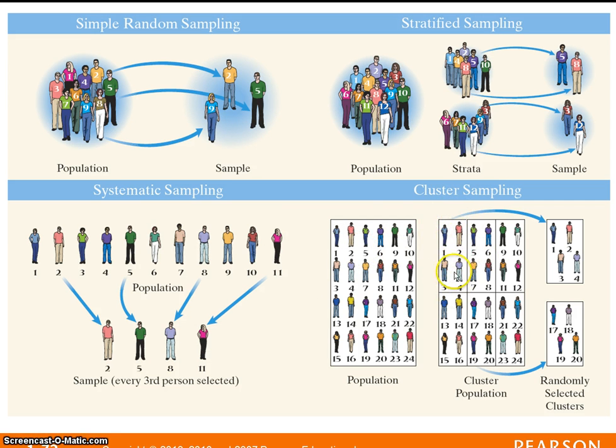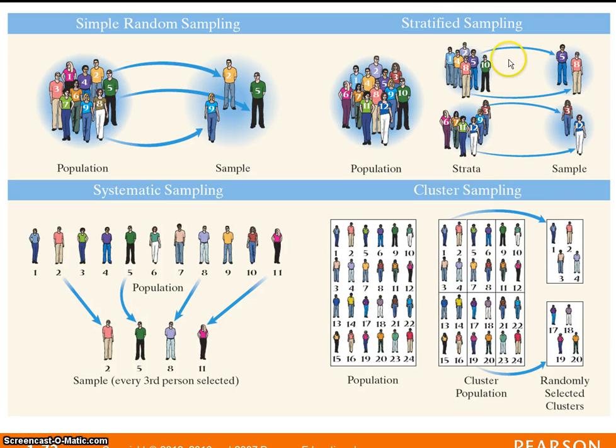select everybody from an individual cluster. So you might select this cluster and this cluster, and again these clusters should be selected at random. So you'd want to label each one of these clusters like cluster 1, 2, 3, 4, 5, and 6, and then maybe roll a dice or something to determine which cluster you're going to select.